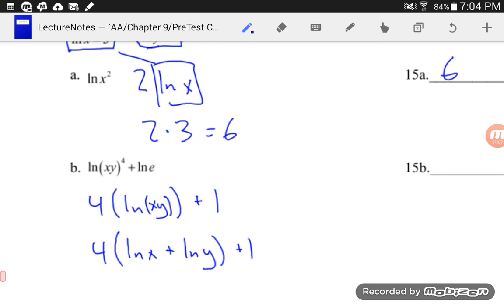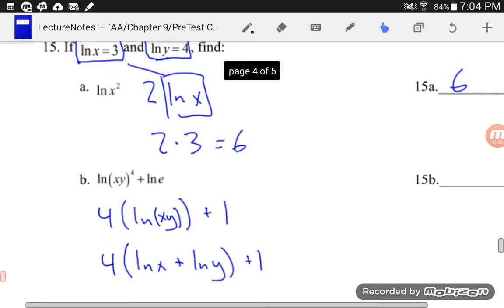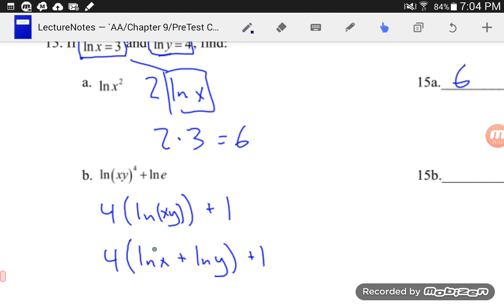And now I know that the natural log of x, oops, I've got to scroll up so you can see it, the natural log of x equals 3. So I've got 4 times 3 plus the natural log of y. I'm going to substitute 4 in for that, because the natural log of y equals 4, plus 1. I've got 4 times 7 plus 1 equals 29. Yay!